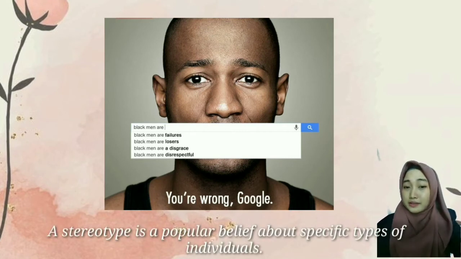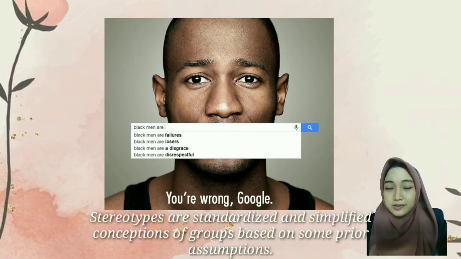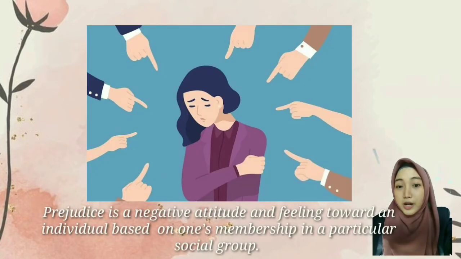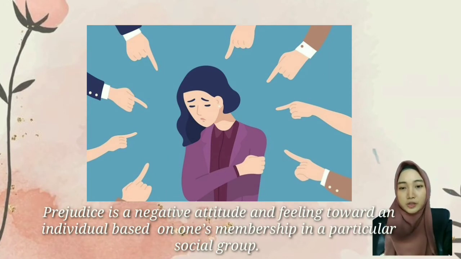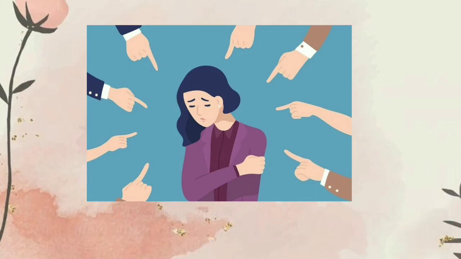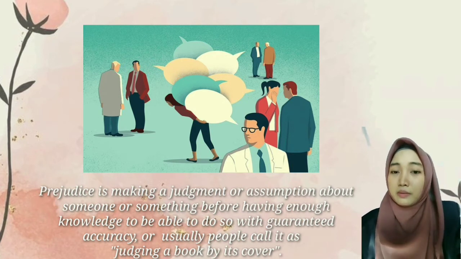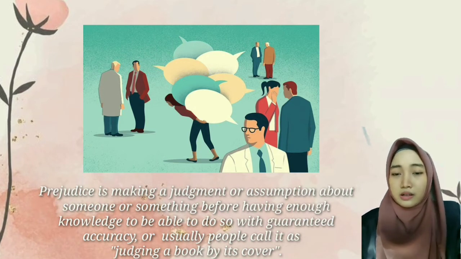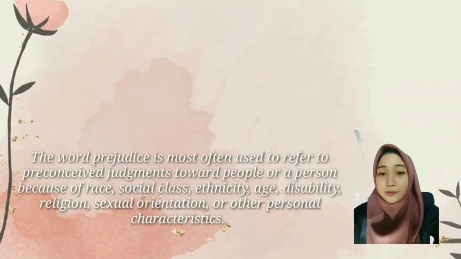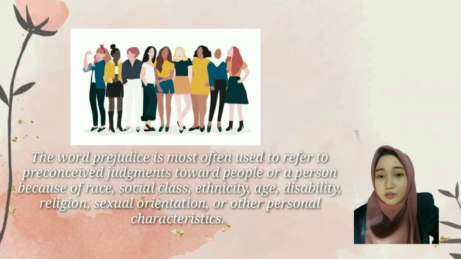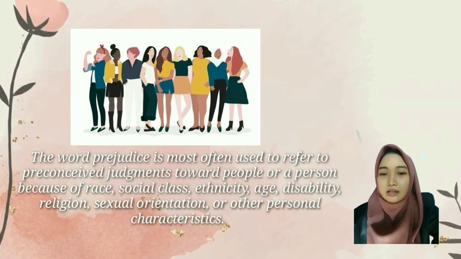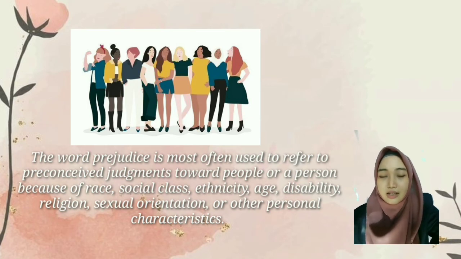Stereotypes and prejudice. A stereotype is a popular belief about specific types of individuals. Stereotypes are standardized and simplified conceptions of groups based on some prior assumptions. Prejudice is a negative attitude and feeling toward an individual based on one's membership in a particular social group. Prejudice is making a judgment or assumption about someone or something without having enough knowledge to do so with guaranteed accuracy, or, as people usually call it, judging a book by its cover. The word prejudice is most often used to refer to preconceived judgment about people or a person because of race, social class, ethnicity, age, disability, sexual orientation, religion, and other personal characteristics.